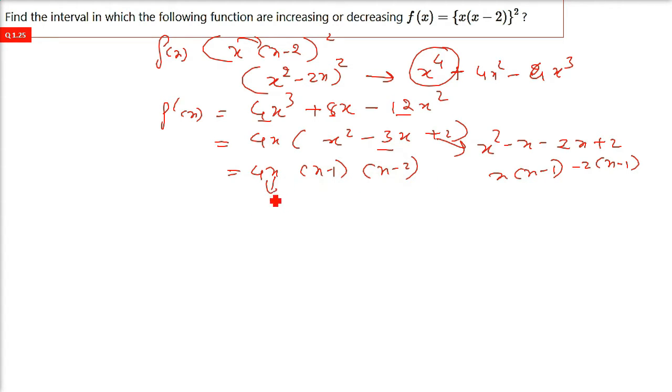So when you put this equal to 0, you will get the critical points. So x should be equal to 0. X minus 1 equals 0, that is x equals 1. X minus 2 equals 0 means x equals 2. So these are the three critical points.